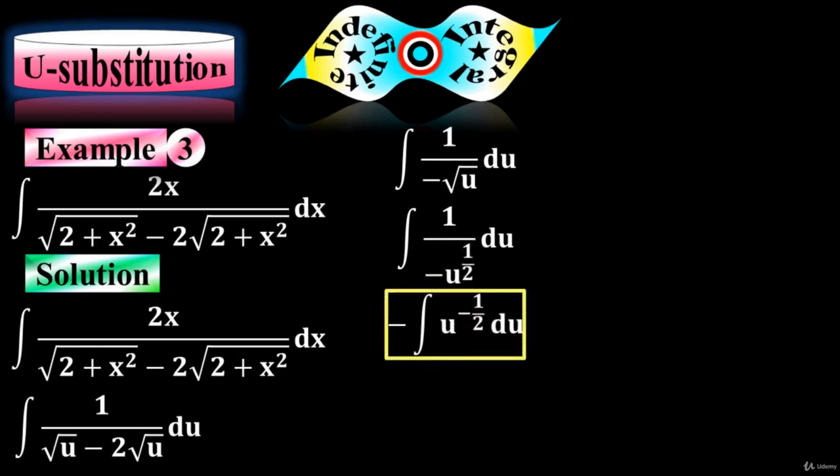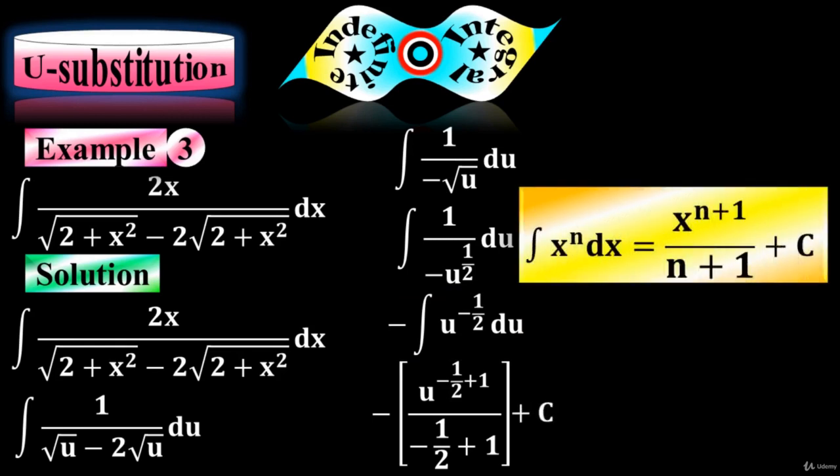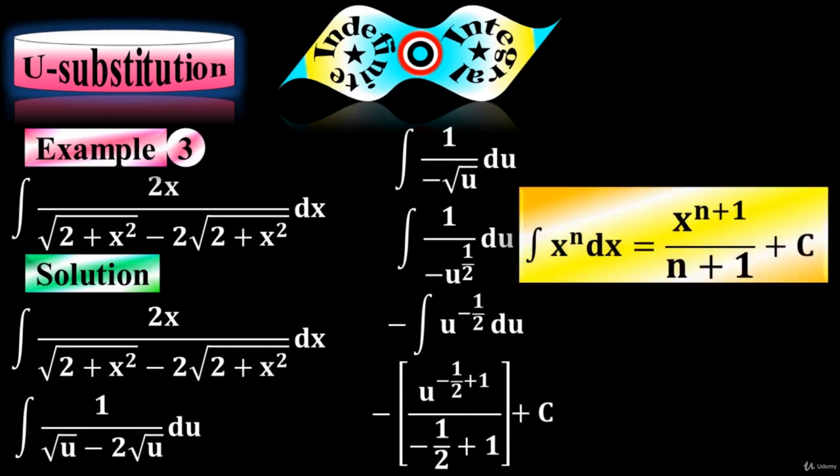Take its integration. Integration of minus u to the minus 1 over 2 equals minus u to the minus 1 over 2 plus 1, over minus 1 over 2 plus 1, plus arbitrary constant. Again, we used this formula here. The value for n is minus 1 over 2, so minus 1 over 2 plus 1.